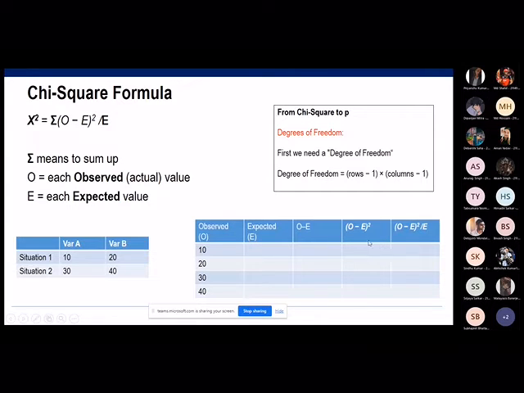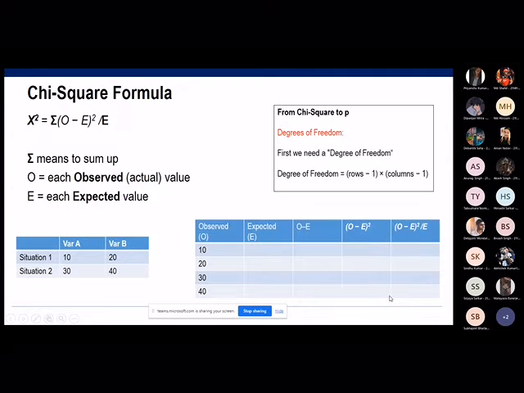Then again, from this whole square, what do you have to do? Divide by the expected value. Suppose this O minus E whole square value is 20. So 20, you have to divide by whatever expected value you have, that is, 20 divided by E, meaning the expected value. So individually you have to calculate O minus E whole square divided by the expected value. In a similar way you have to calculate all four data, whatever four data are here, for all of them I have to find O minus E whole square divided by E.